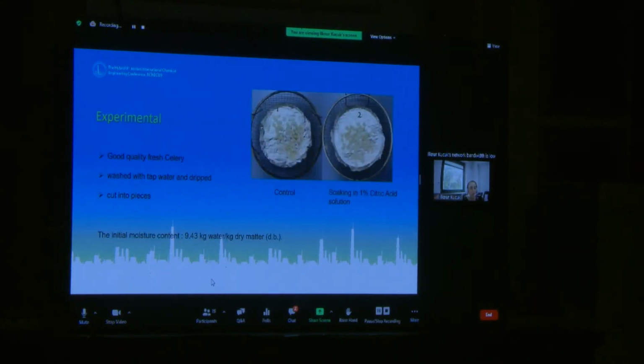First of all, fresh celery was bought from the local market in Istanbul, washed with tap water and cut into pieces. Pieces were about 6 millimeters, and the initial moisture content was determined as 9.3 kilograms water per kilogram dry matter. The celery samples were divided into two parts. One is the control part, and the other was soaked in an acid solution as pre-treatment.